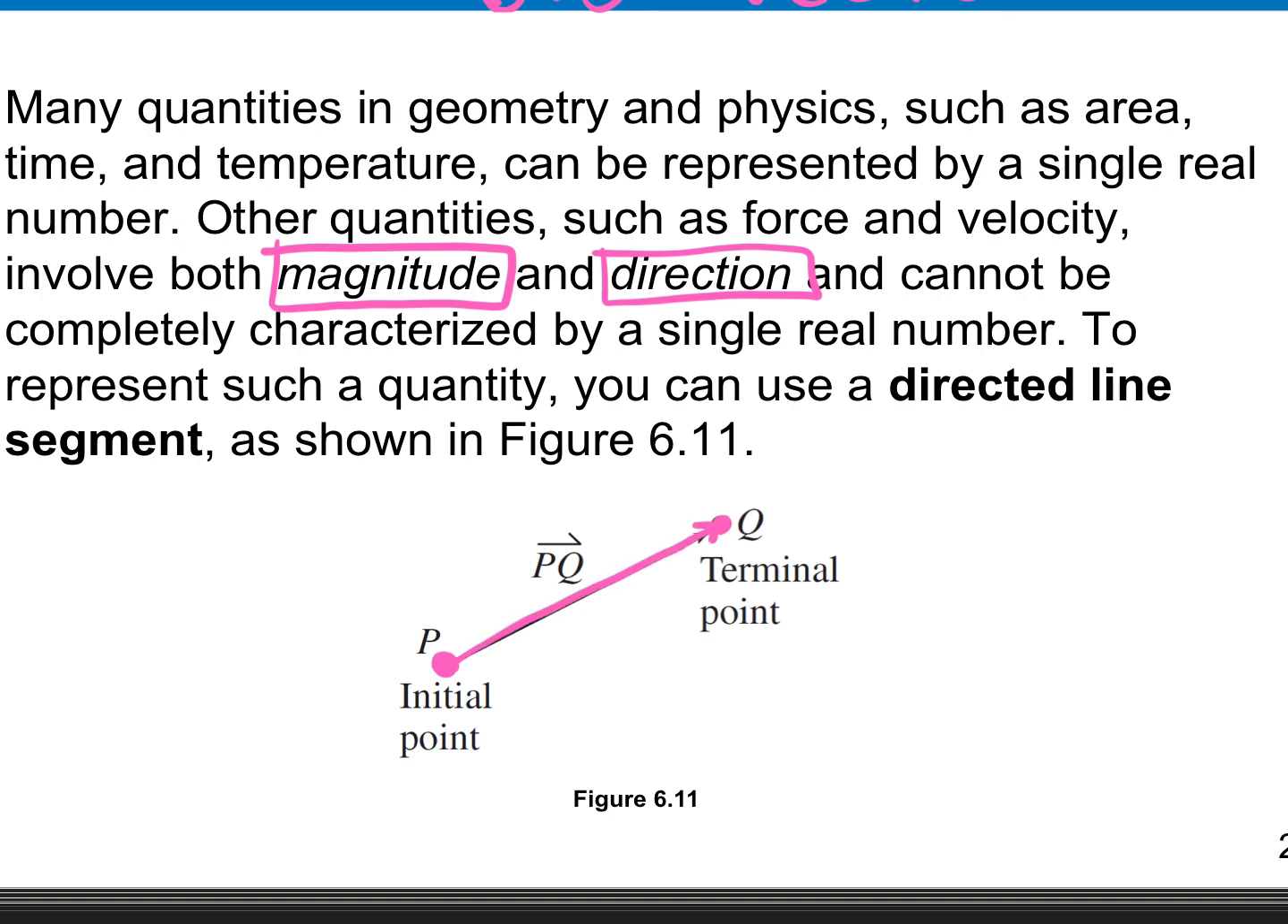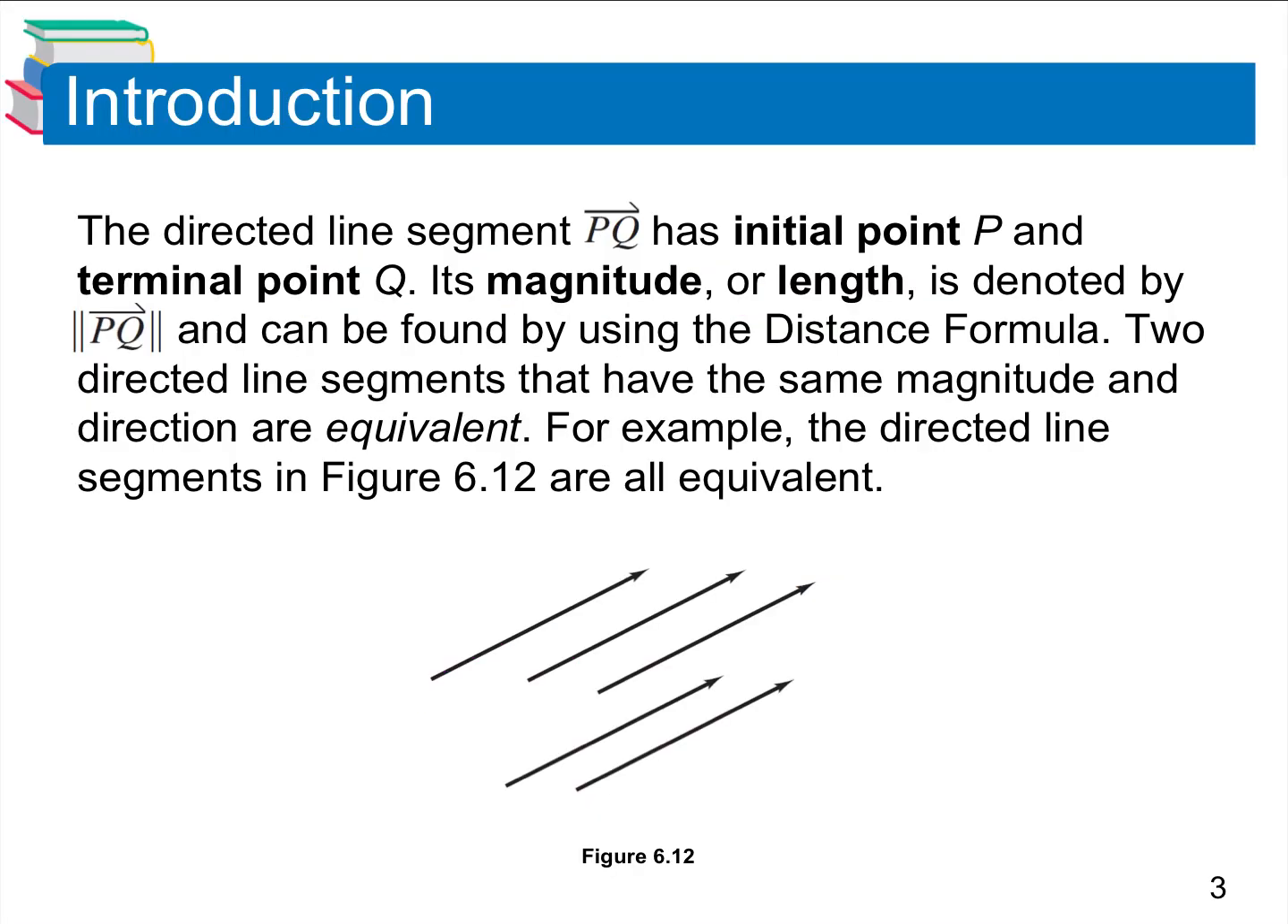So with our vectors, we have direction. They go in a certain direction. So it's going to have a starting point and an ending point. And it's also denoted by this symbol. It's not like an array, but this just shows you that it's vector PQ. So the directed line segment has an initial point and a terminal point.